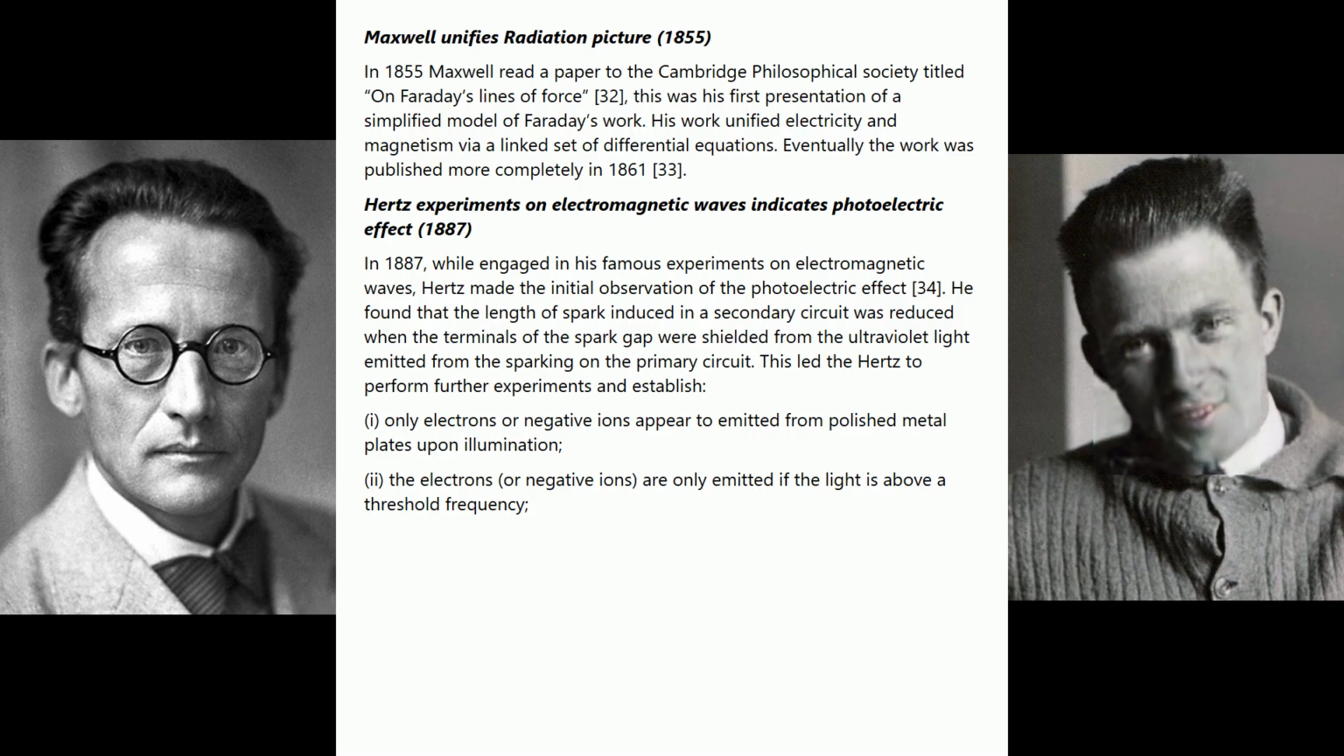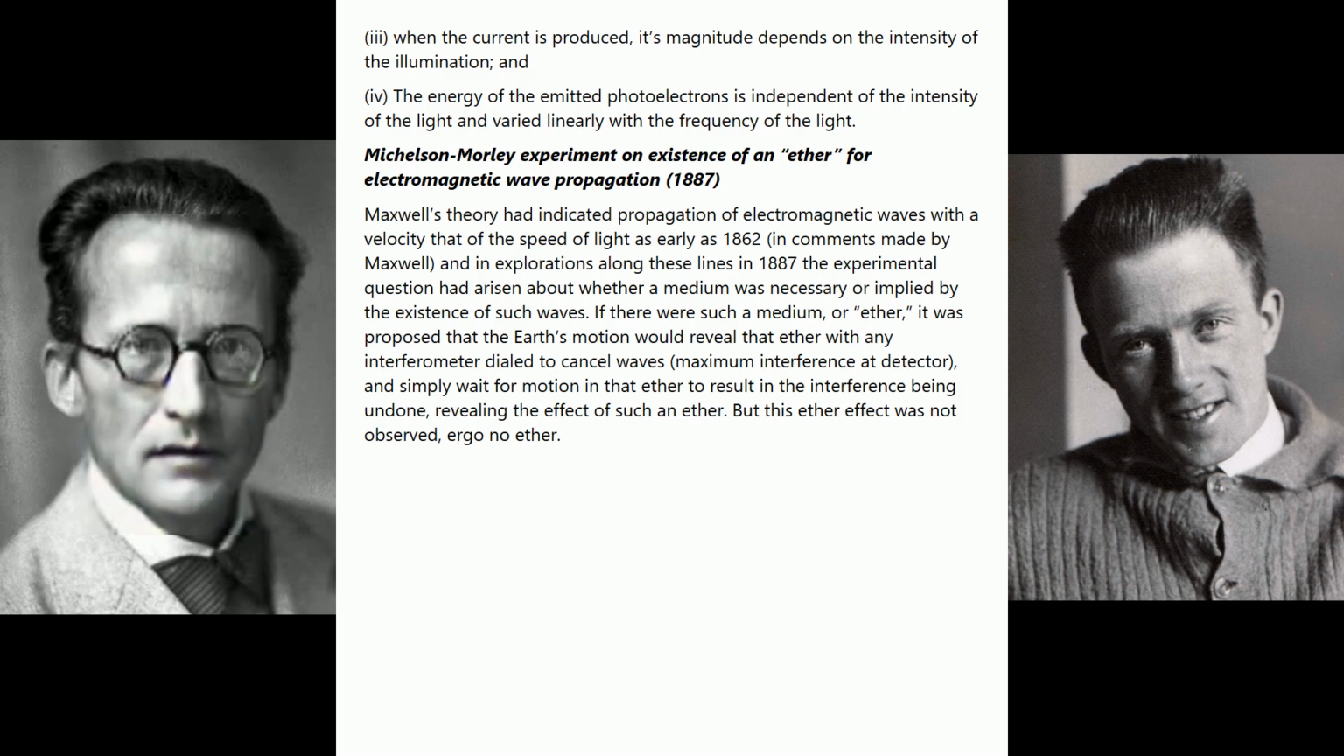This led Hertz to perform further experiments and establish: 1. Only electrons, or minus ions, appear to be emitted from polished metal plates upon illumination. 2. The electrons, or minus ions, are only emitted if the light is above a threshold frequency. 3. When the current is produced, its magnitude depends on the intensity of the illumination. And 4. The energy of the emitted photoelectrons is independent of the intensity of the light and varied linearly with the frequency of the light.